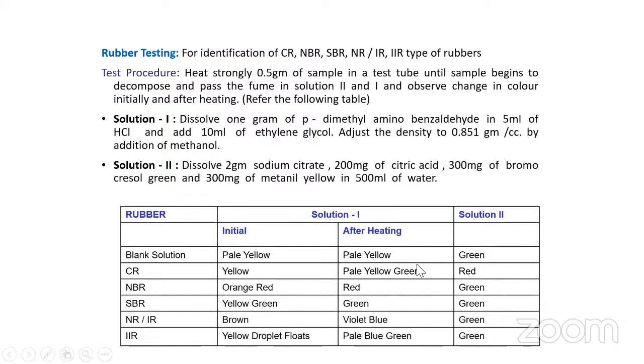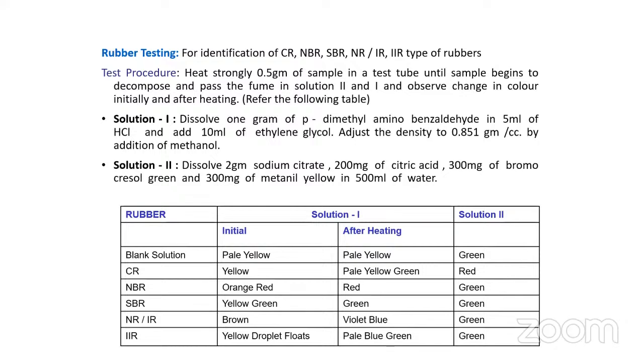Okay, so we'll move forward to the next identification technique for the polymer. In this, we are taking 0.5 grams and dipping it in some solution. After that, again, we are adding 5 ml of dimethyl amino benzyl. We have to do this continuously.